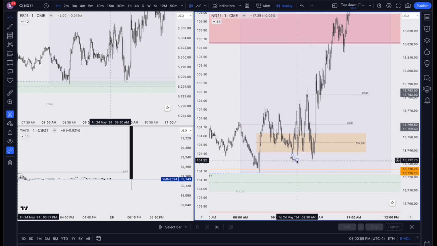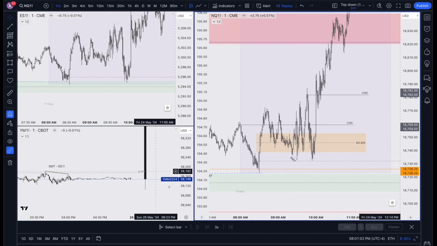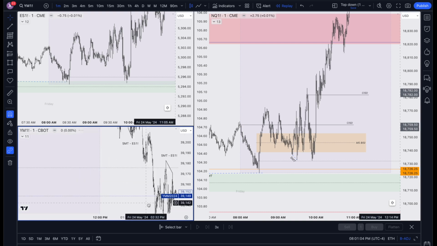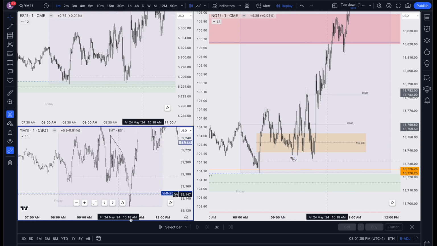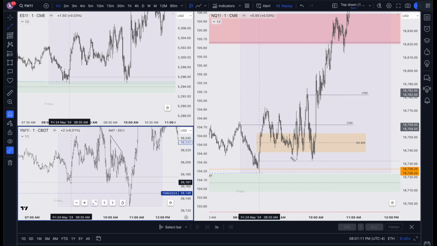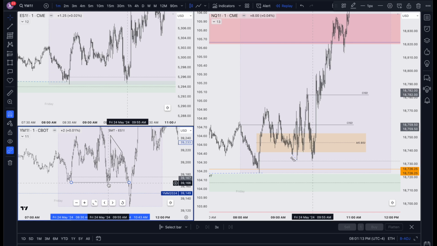Right, we put in a double bottom here. And the YM gives us our divergence, I believe. Again, this is really just beating it dead, but there we go. Right, we get the sweep right here of these lows. So here's our other SMT.